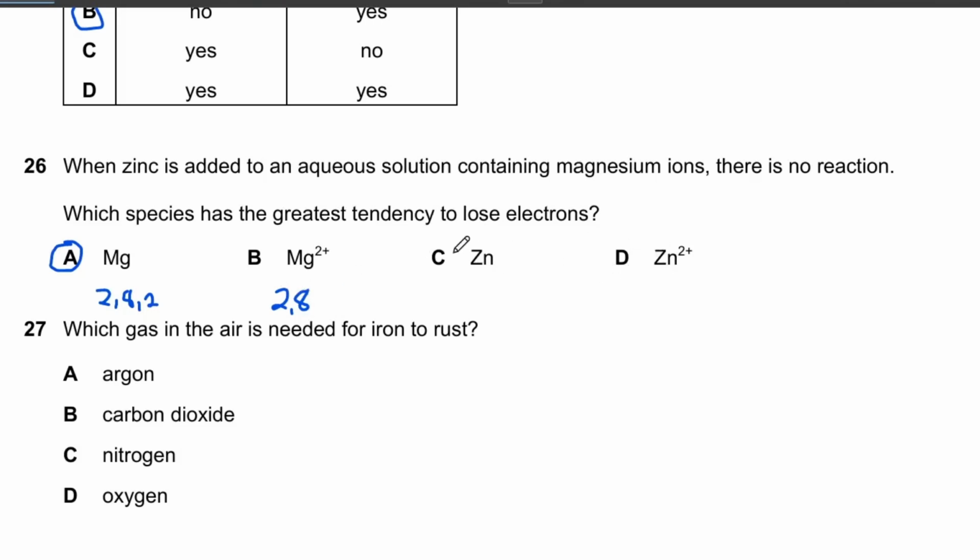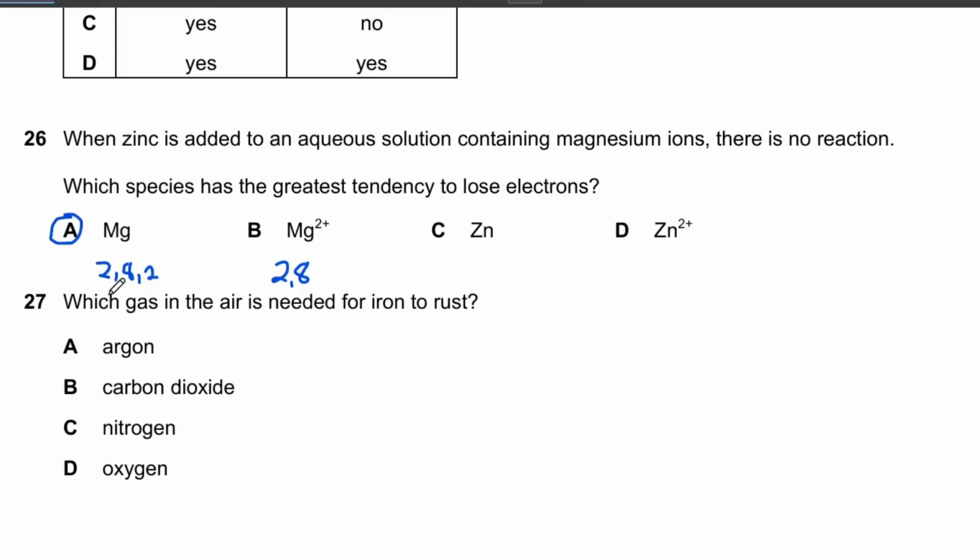Then for zinc, zinc is less reactive than magnesium. So generally, the tendency to remove electrons in magnesium is greater than that of zinc. So our answer therefore is A, magnesium. It has the greatest tendency to lose electrons.